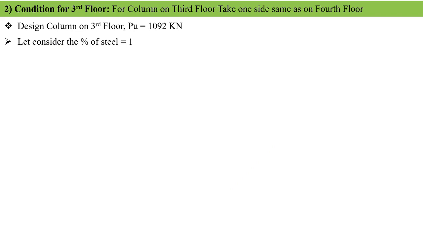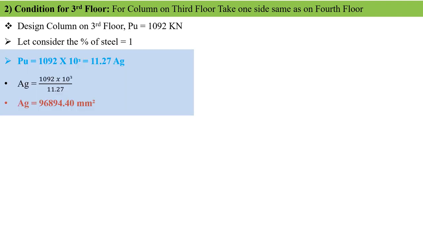For the design of the third floor, we have a condition that for the column on the third floor, take one side same as the fourth floor. So we are going to take the 230 mm side as the same, and we are going to vary the second size of the column. For the design of the column on the third floor, we already calculated PU equals to 1092 kilonewton. In the fourth floor we took 0.8%, so let's take 1% in the third floor.